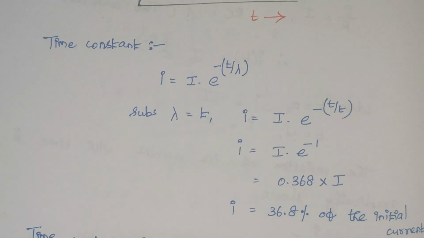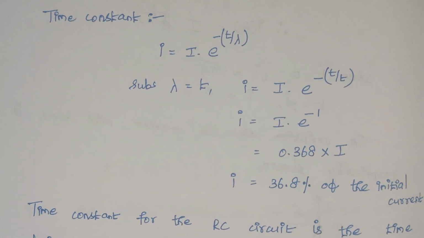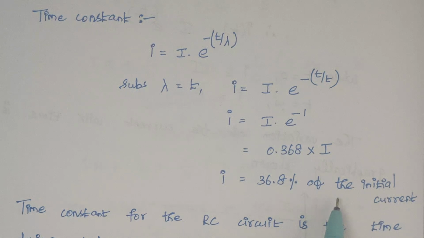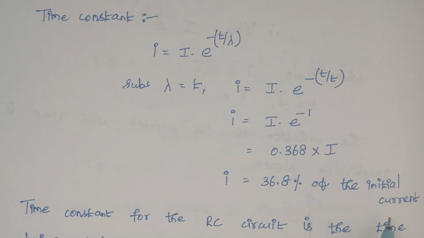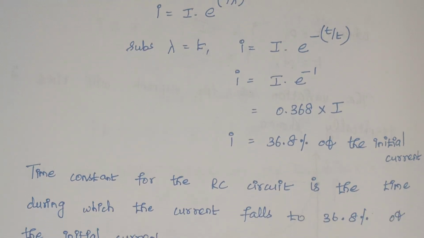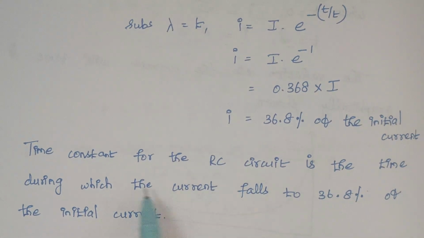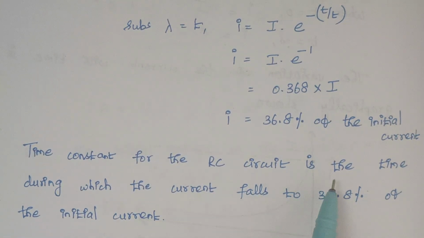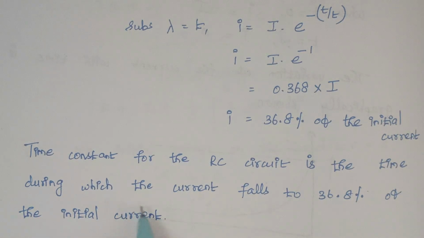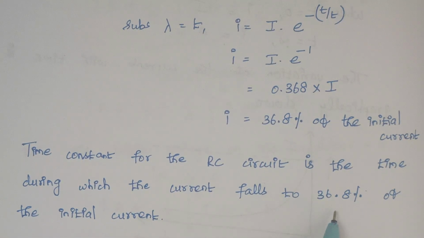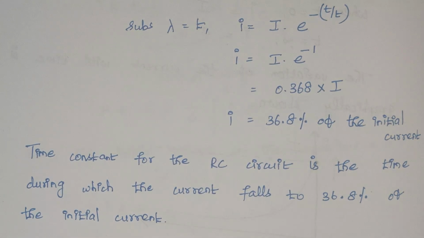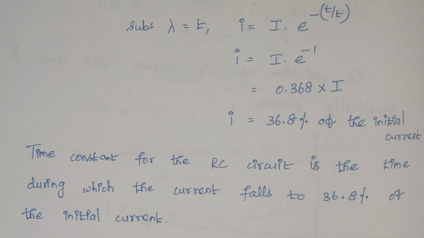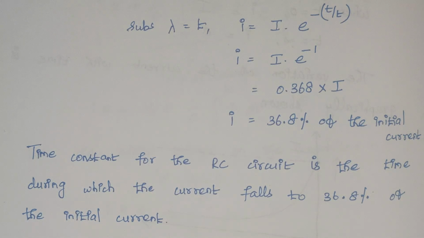That is, when you express this in terms of percentage, it is nothing but 36.8% of the initial current. So definition wise, the time constant for the RC circuit is the time during which the current falls to 36.8% of the initial current. Right. Now the next thing is, here comes the end of this derivation.